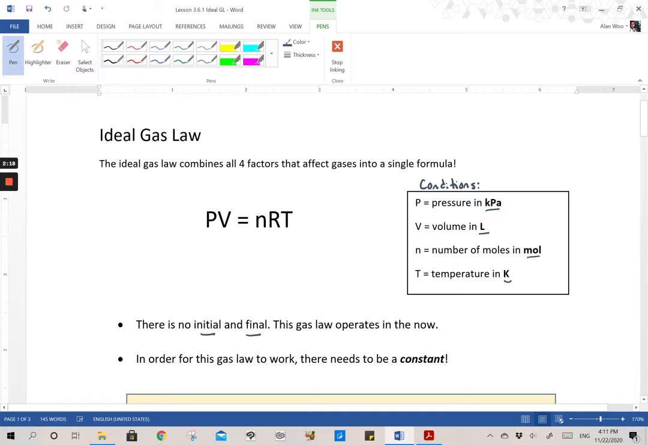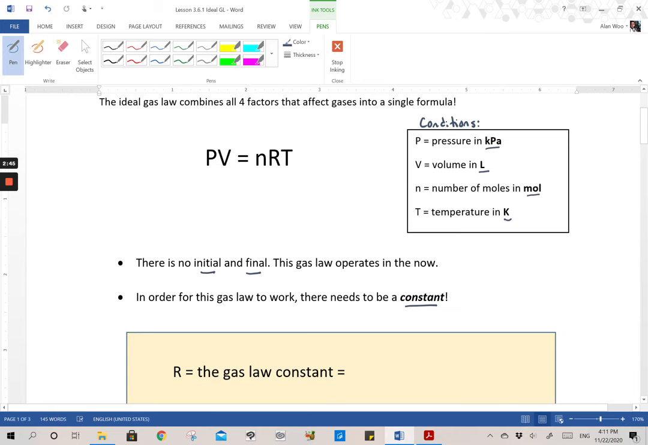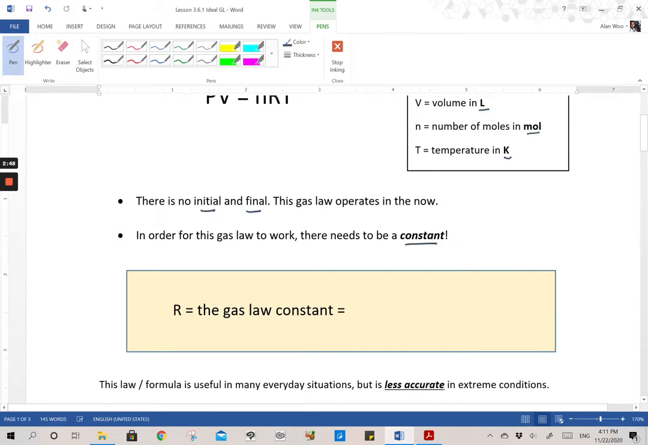The other problem though is, in order for the gas law to work, there needs to be a constant. Just like in Boyle's law, temperature and moles have to be constant in order for you to test pressure and volume, right? And in Charles' law, pressure and moles have to be constant. So it's not that much different from the ideal gas law. It's just that we derive our constants through experiment. So the variable R is called the gas law constant.